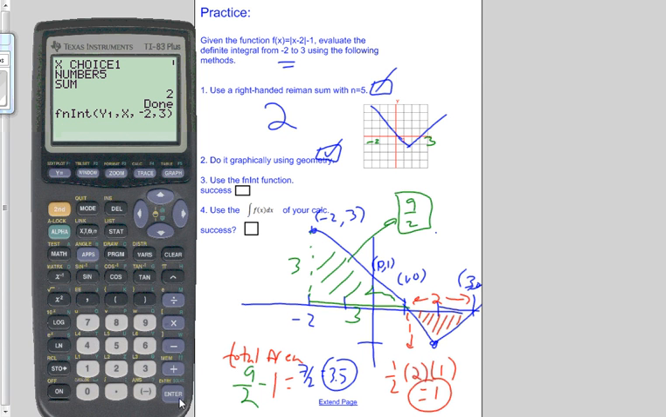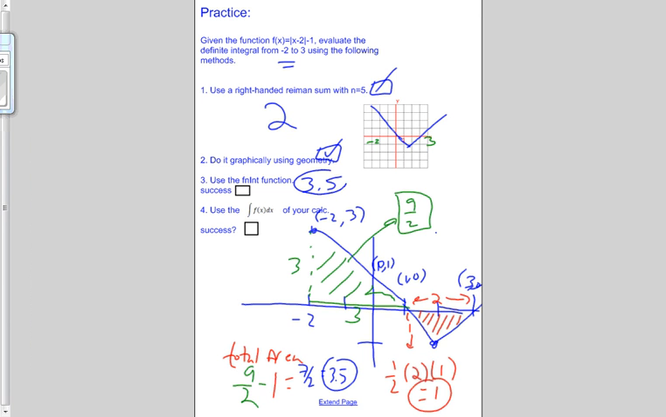So you press enter, and the calculator gives us 3.4999999. Well, it's making a little bit of approximation, so we can recognize that that's really just 3.5. So that is using the function integration function fnInt, and we get 3.5. So we can use that.